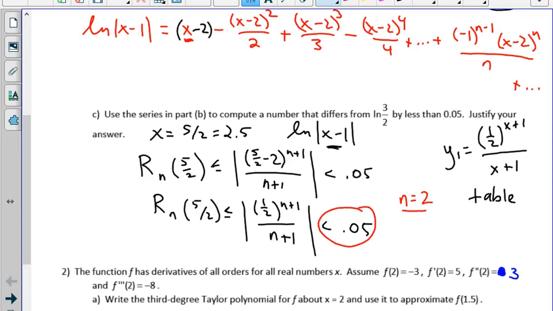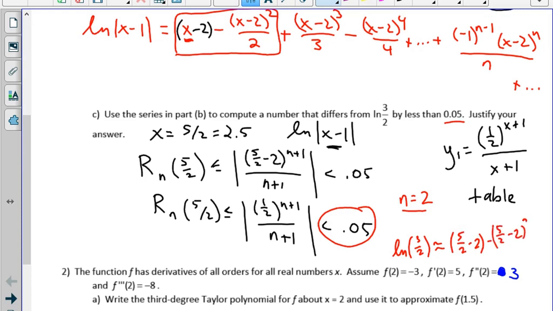So that means I want basically this polynomial and substitute in 2.5. So the natural log of 3/2 is going to be less than 0.05 off from its actual value when I have 5/2 minus 2 minus 5/2 minus 2 squared over 2, which is 3/8. So 3/8 is less than 0.05 away from the natural log of 3/2.